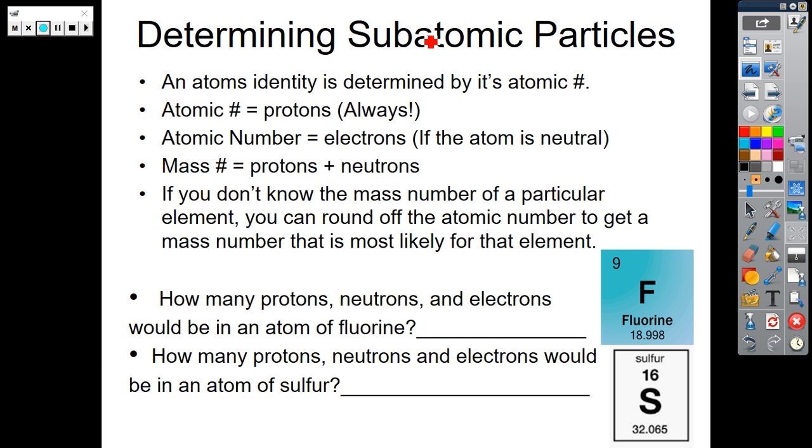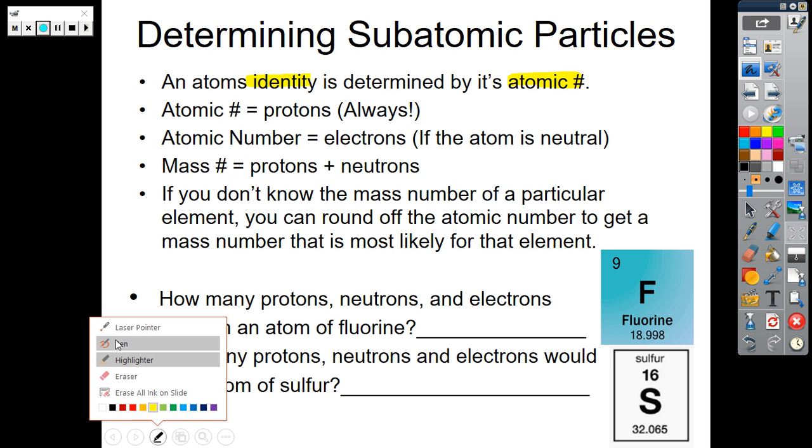Okay? All right, so to kind of reiterate what we just said, an atom's identity is always determined by its atomic number, okay? So the identity and the atomic number are forever linked, okay? Now remember, an atomic number is always equal to protons, always equal to protons. That's the definition of an atomic number. The atomic number doesn't have to be the same as the other subatomic particles, just the protons, okay? Now, the atomic number, though, can also be the same as the electrons, but this is only going to be true if the atom is neutral.